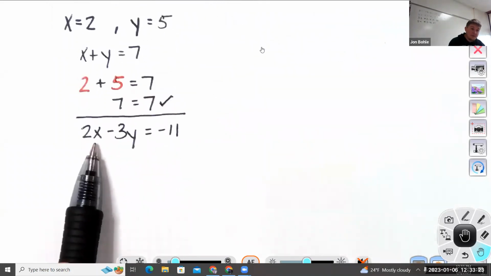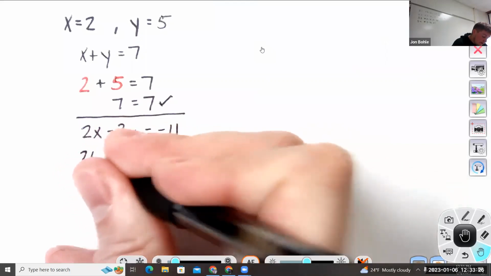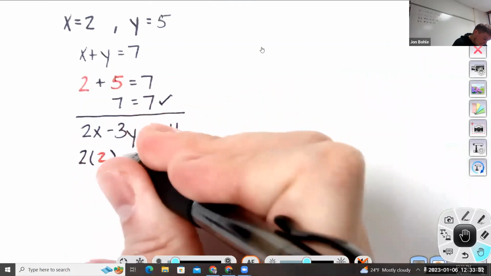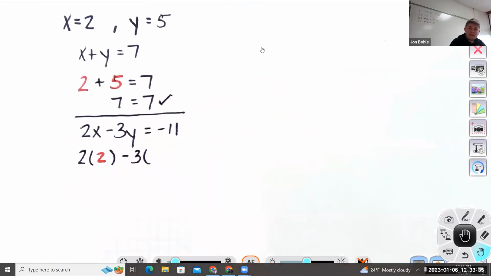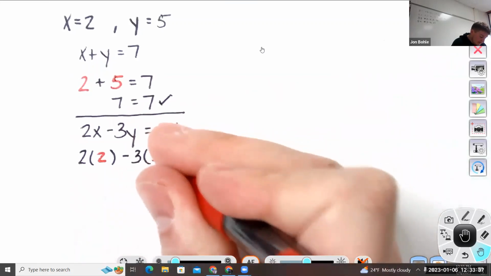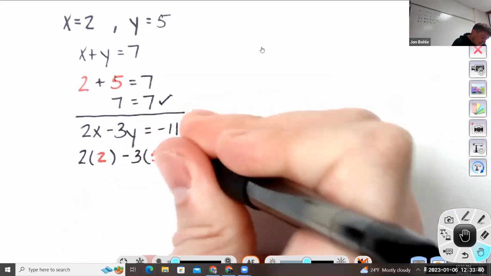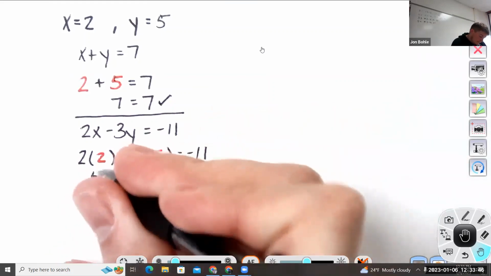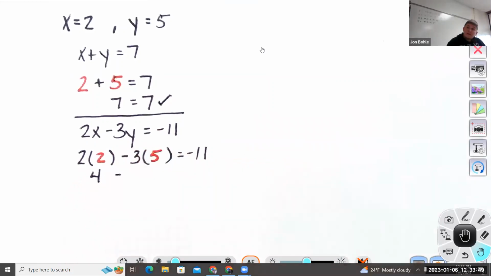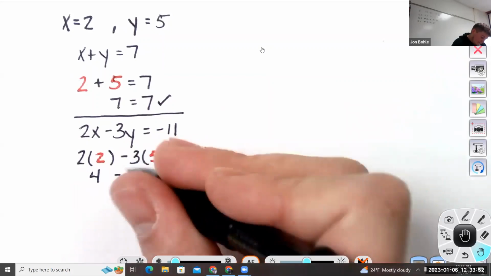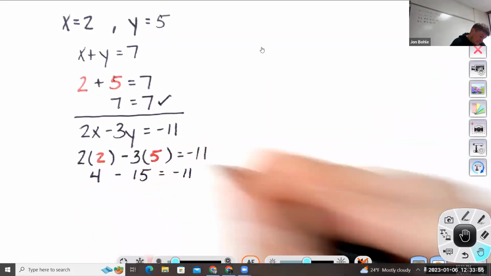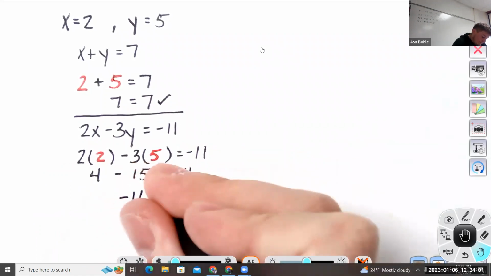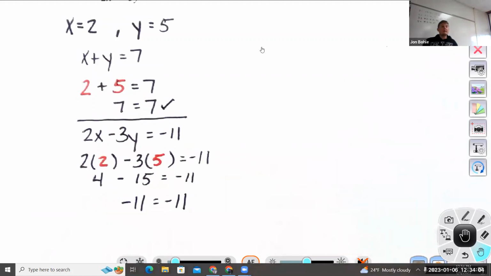So what number is going to replace x, though? What number is replacing x? 2. And what number is replacing y? 5. The same 2 and the same 5. 2 times 2 is? 3 times 5 is? 4 minus 15 is? Did it balance out?